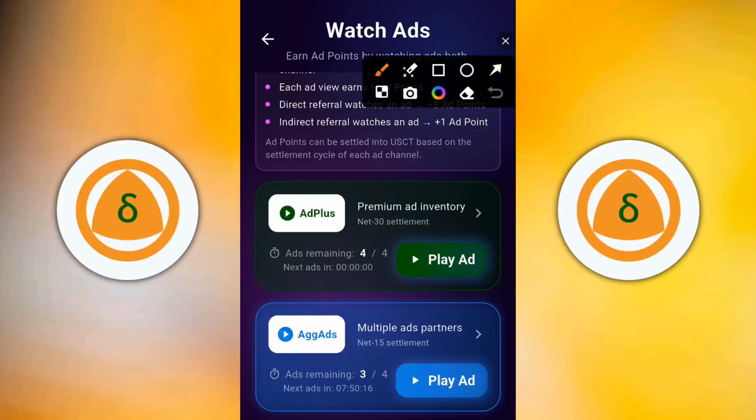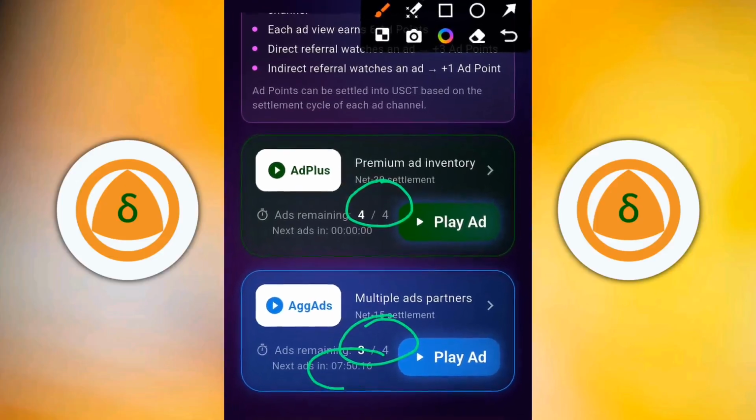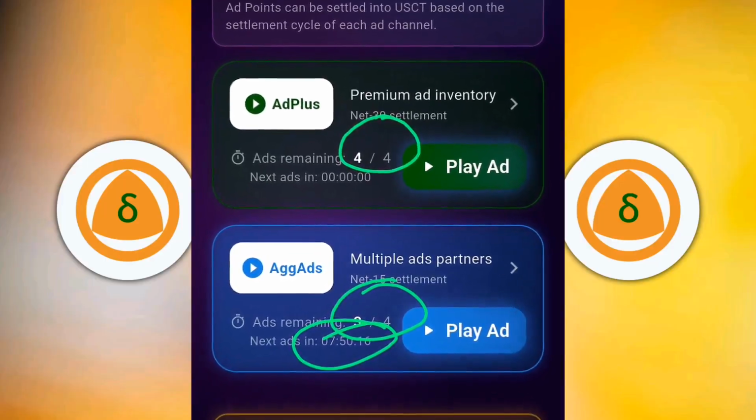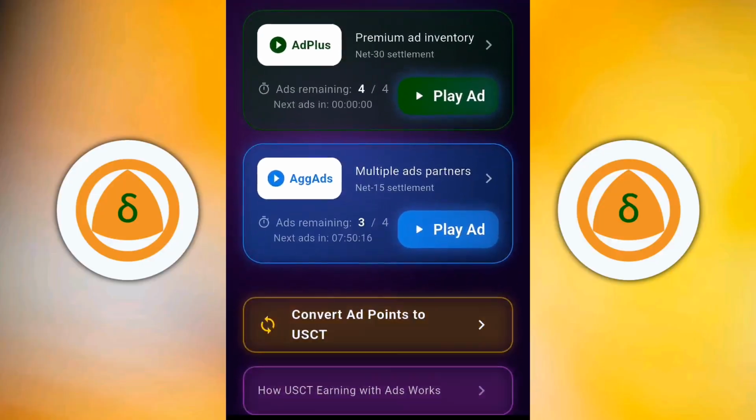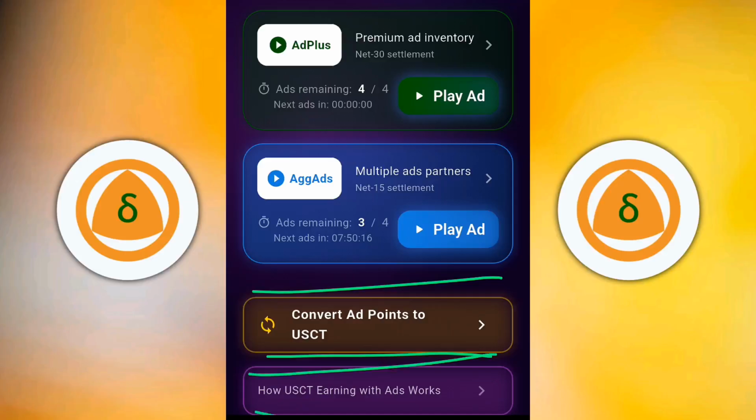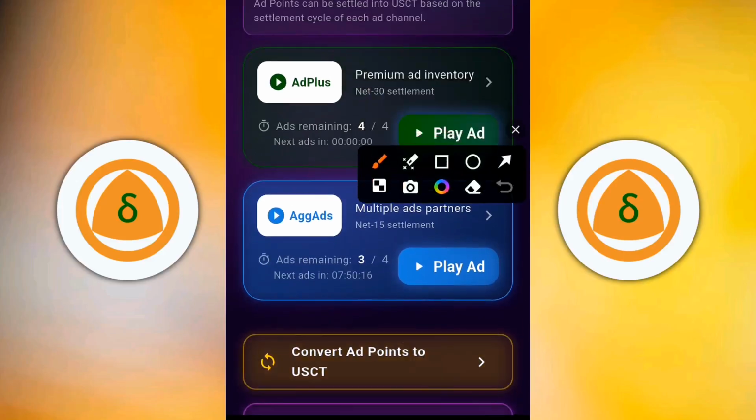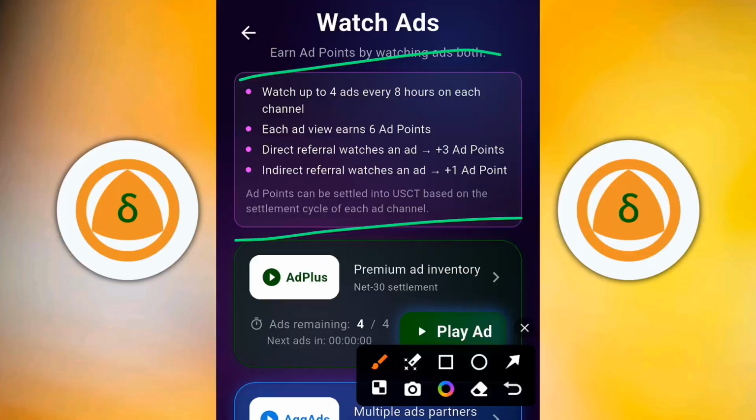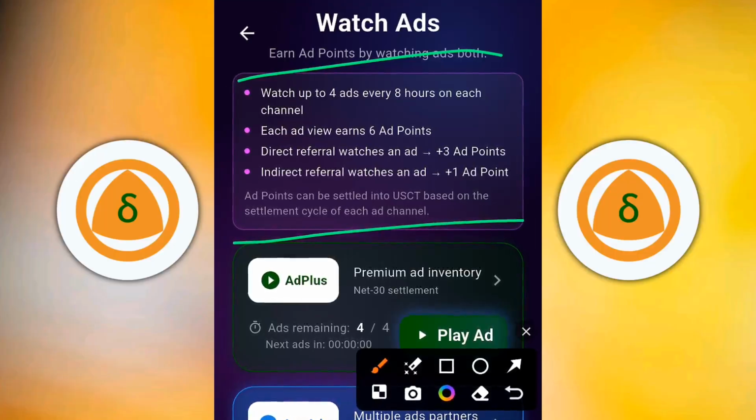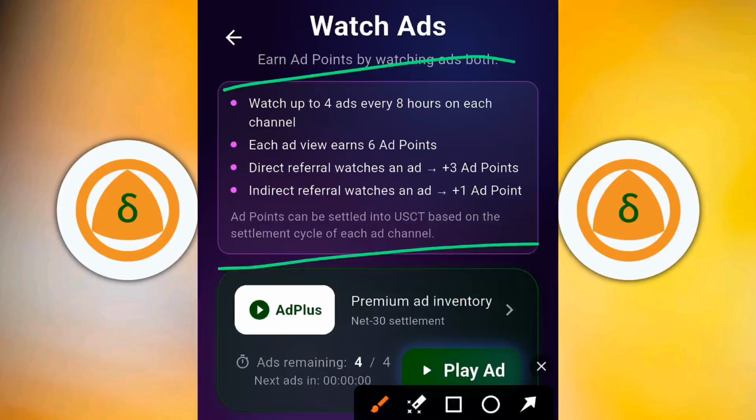If you notice right here, you watch 4 ads, and once you are done watching these 4 ads, you would be able to watch them again in 8 hours, right? So this is basically how this works. Now once you earn points from watching these ads, you convert the ad points to USCT, right? And here you can read how USCT earning with ad works. We're going to get to that, but let's first understand what this is about right here. So you can see you watch up to 4 ads every 8 hours on each channel. You can see this for yourself. It's best to also read this for yourself so you understand what this is actually talking about. And each ad view earns 6 ad points. Please take note.